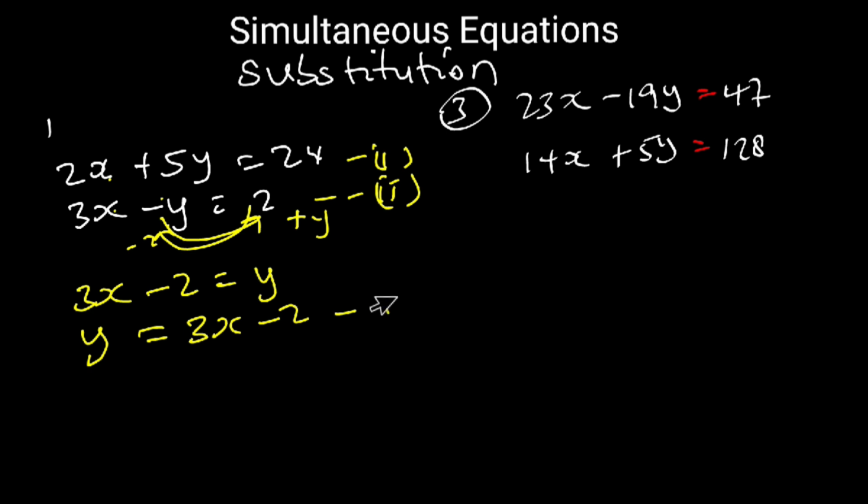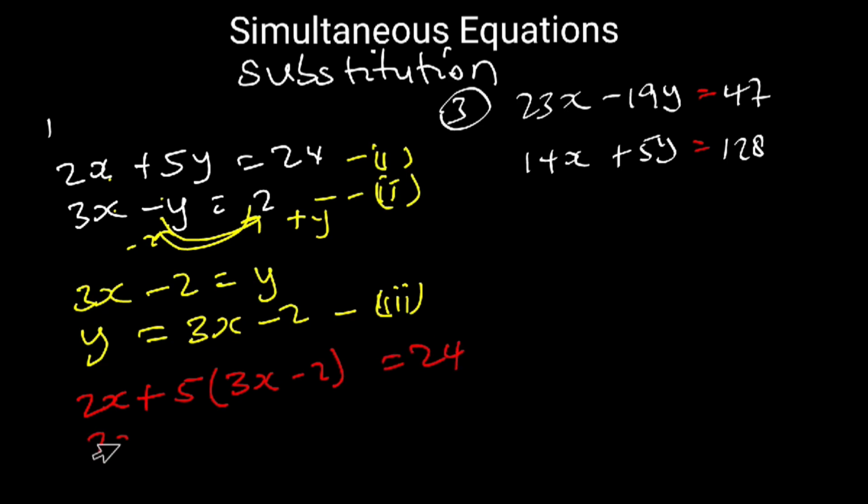Let's call it equation III. We're going to plug this equation into equation I. So anywhere you see y, you replace it with 3x minus 2. So we have 2x plus 5 into, then y is 3x minus 2, then we have equal to 24. So this is 2x plus, so let's open the parentheses. 5 times 3x is 15x minus 5 times 2 is 10 equals to 24.